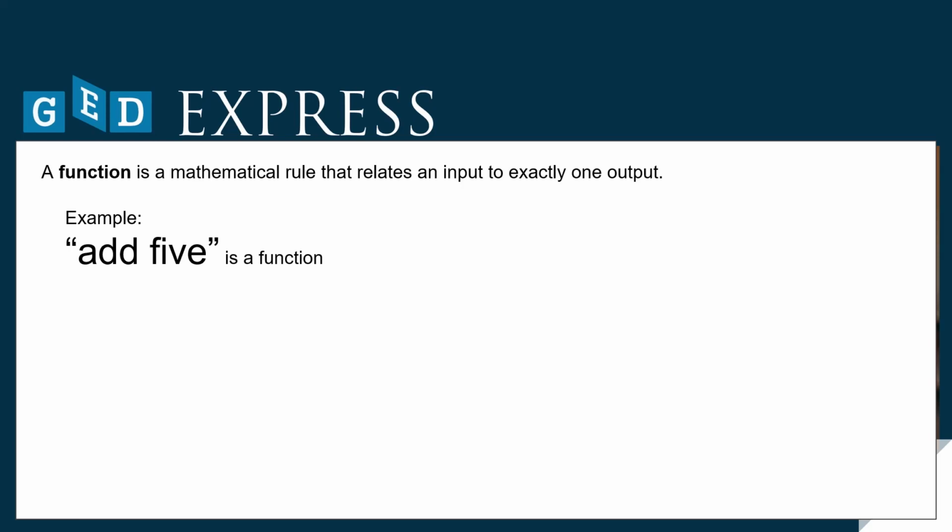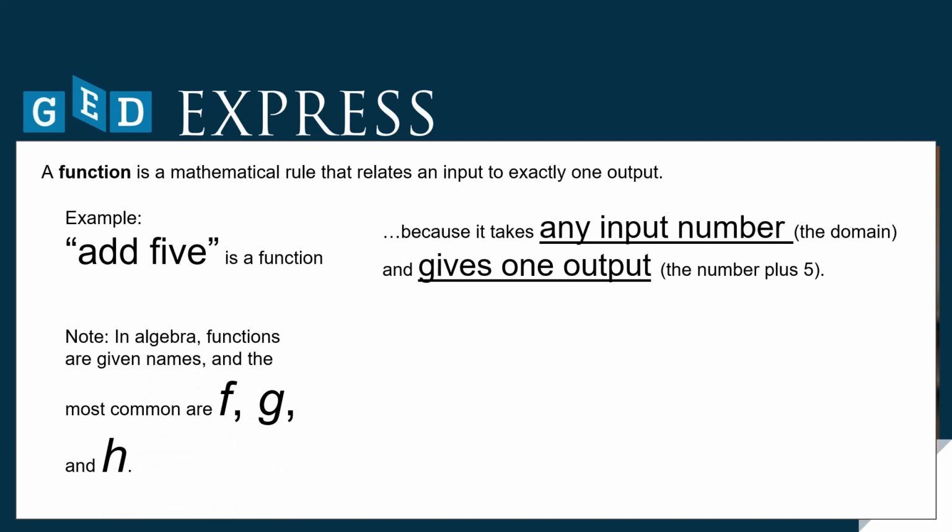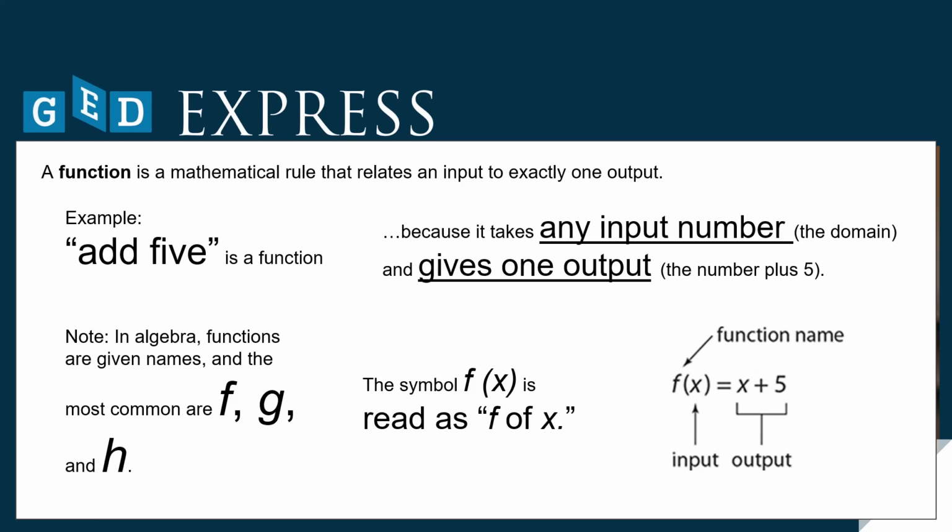Why? Because it takes any input number, which is also called the domain, and gives one output, the number plus 5. In algebra, functions are given names, and the most common are f, g, and h. If the rule that relates the output and input is given, it is shown using function symbols. For example, the function add 5 can be written in the form as shown on the screen. F, the function name, and the enclosed x is the input, and it is equal to x plus 5, which is the output. Now, the whole notation can be read as f of x is equal to x plus 5.